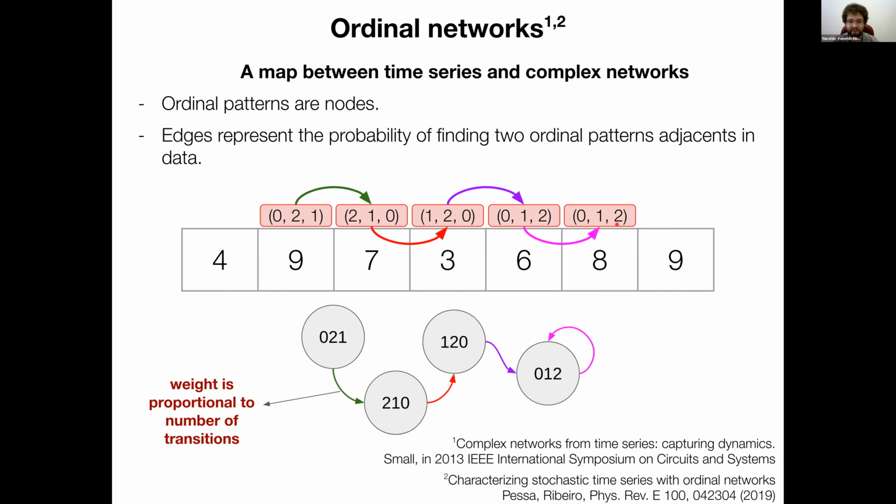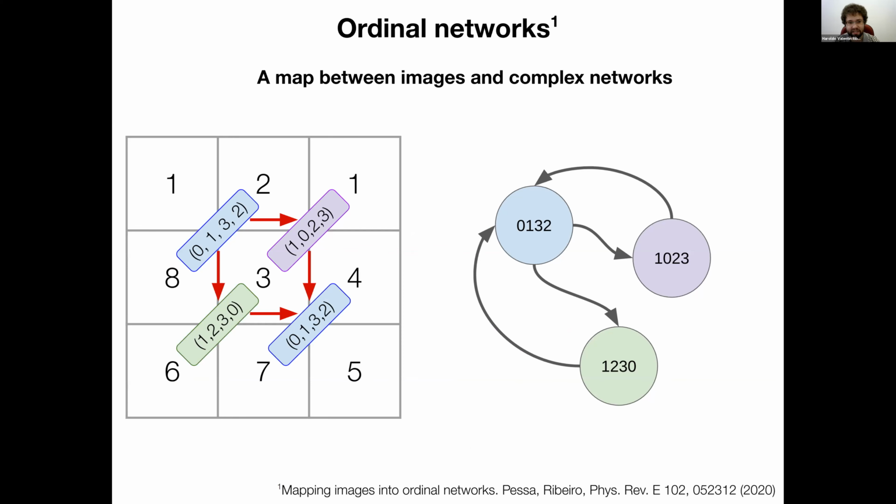Okay, but this is for time series, and we need ordinal networks mapped from images. As you may guess, it's more or less the same. Instead of a symbolic sequence, we have a symbolic array, and we now consider transitions in the horizontal and in the vertical direction. This again creates a network representation for the image, and we can use the network to characterize the image.